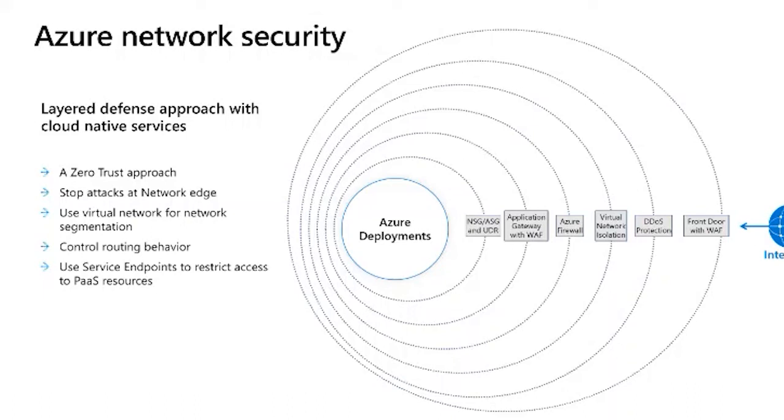So this is taking a zero trust approach. You want to try to stop attacks before they get too far in. This is defense in depth, so there are multiple opportunities in your deployment to make sure that if the first layer doesn't block your attack, one of the next levels within this layered approach is going to stop it.